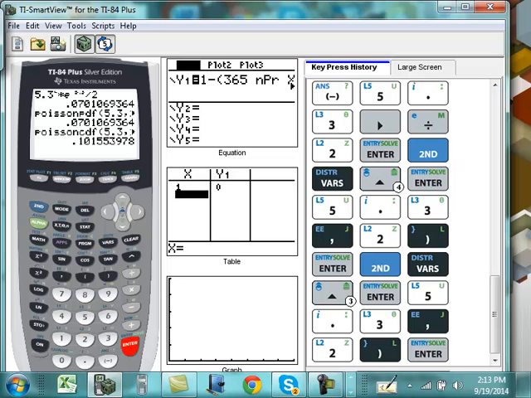That's how you can interpret that. Okay, so are there any questions about how to use your graphing calculator to calculate binomial or Poisson probabilities? Or any other questions about using your graphing calculator?